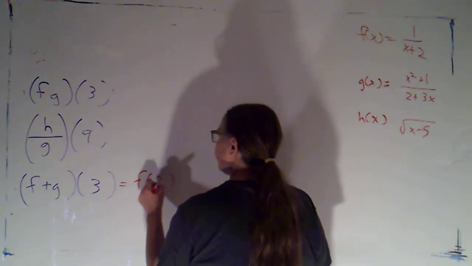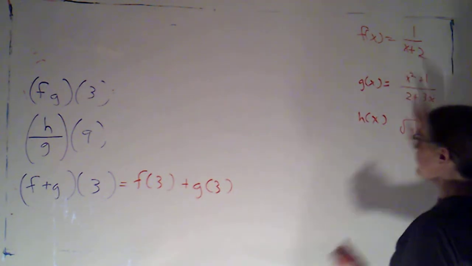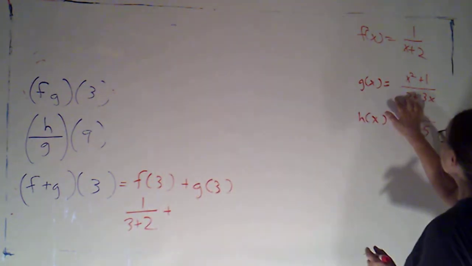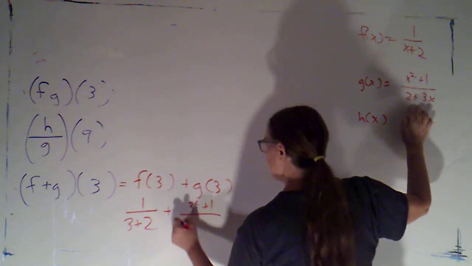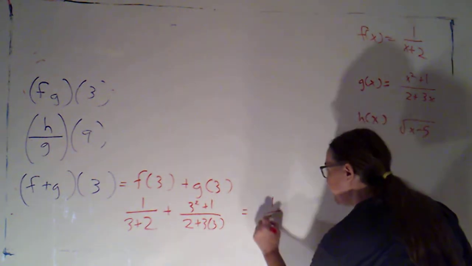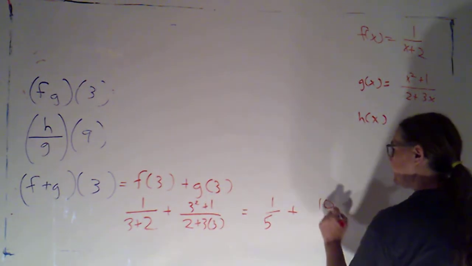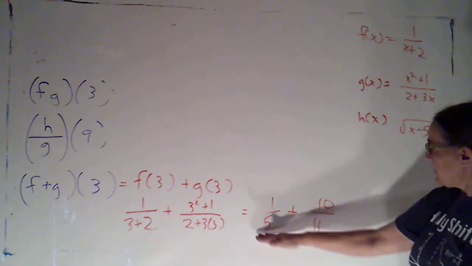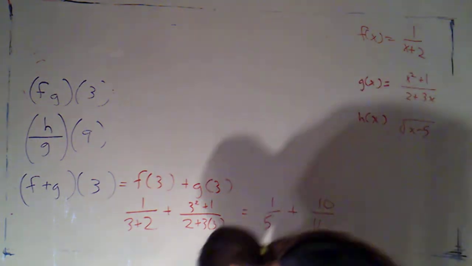So that will be f of 3 plus g of 3. F of 3 is 1 over 3 plus 2. G of 3 is 3 squared plus 1 over 2 plus 3 times 3. So that's 1/5 plus 3 squared is 9 plus 1 is 10 over 9 plus 2 is 11. So I've got two fractions with different denominators. I do want to fully simplify my answer.